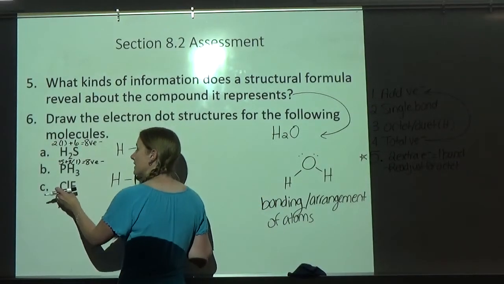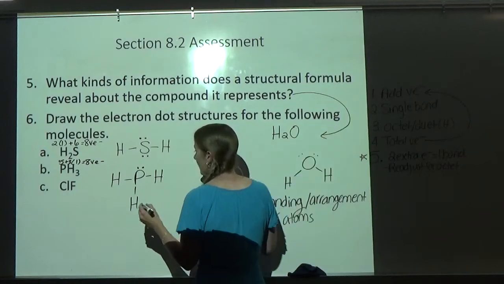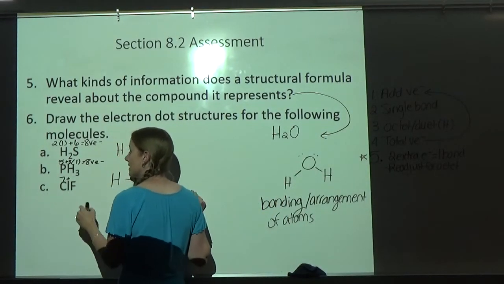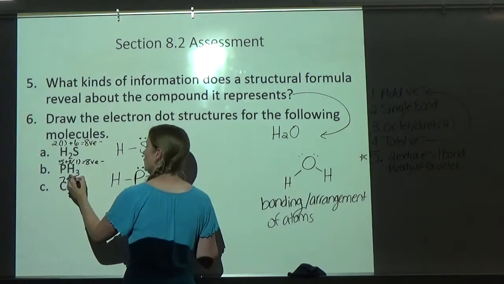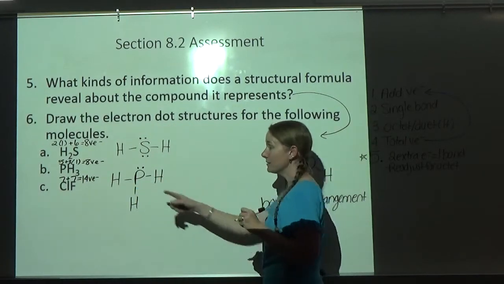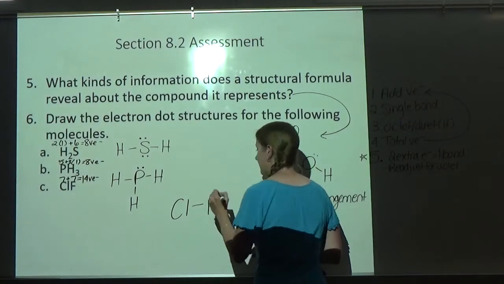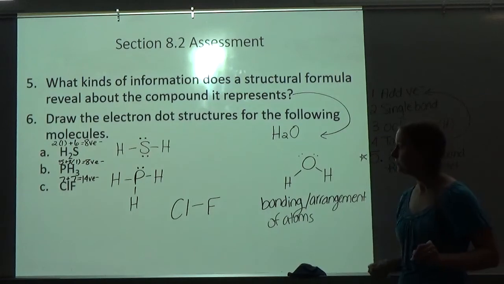All right, so next we have ClF. Cl is in group 17, so it has 7 valence electrons, because we're going to start by adding our valence. F is also in group 17, so it has 7 valence electrons, for a total of 14. Next step is I'm going to single bond them since we just have Cl and F. That's my only option. And by the way, that is Cl and F, not CIF.